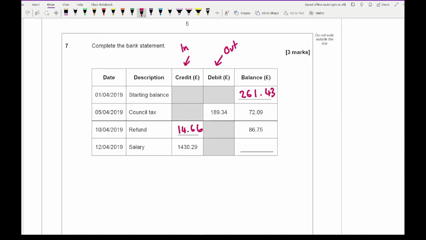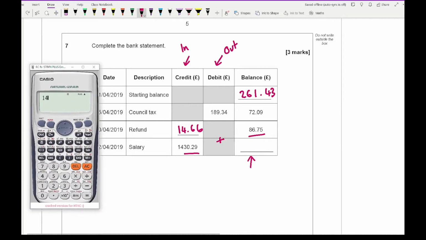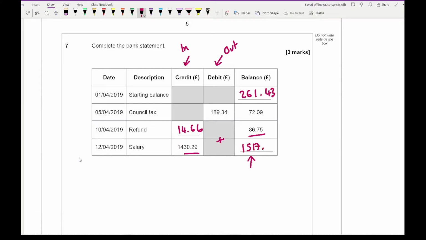And then finally, for the closing balance, what I need to do is add this amount to this. So add these two numbers here. So again, on my calculator, 1430.29 plus 86.75, and I get the answer of 1517.04. There is my final balance.